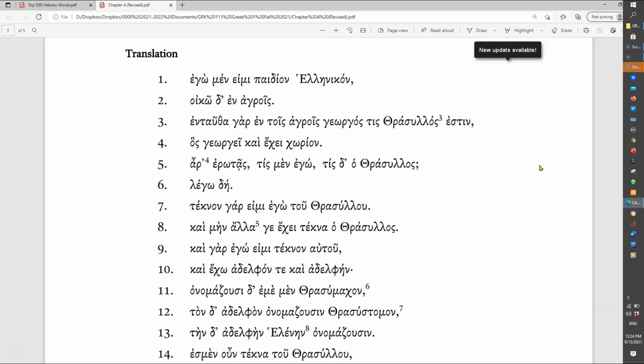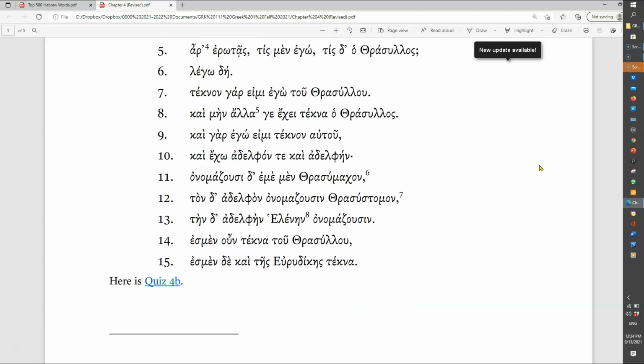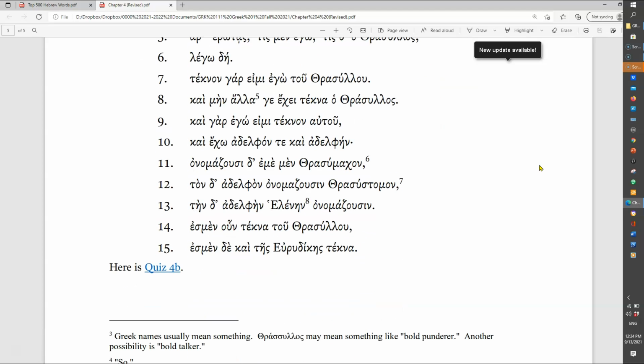So, you may ask, who am I and who is Thrasalos? Surely I will tell you: teknon gar eimi ego tou Thrasalou, for I am the child of Thrasalos. And indeed, to be sure, he has other children. Right, so that word order is a little tricky, these two go together: Thrasalos, other children, has, also indeed to be sure. I mean, that's just a curveball.